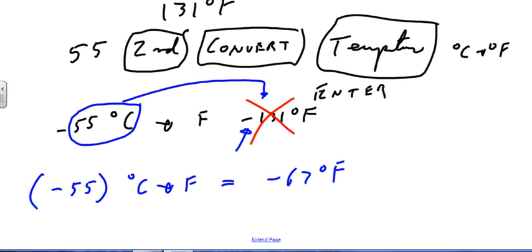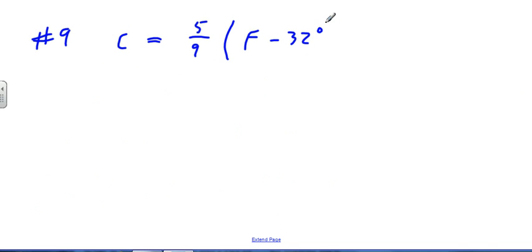Okay, so now that we've done that both ways, we'll now solve the problem the way we're supposed to in chapter 1. All right, so I got number 9. But I don't expect you ever in your entire life to use this formula because you have the calculator that does the conversion. So you should use that.